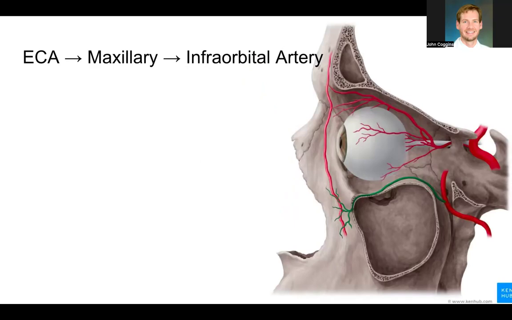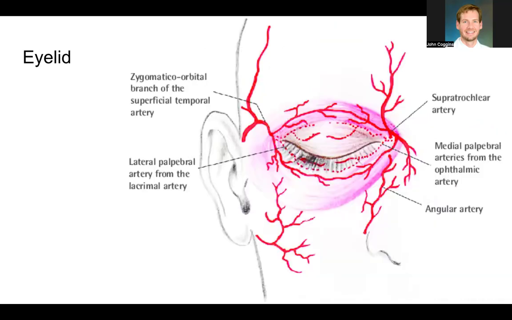And then from the external carotid, we have the infraorbital artery, which travels in the inferior portion of the eye and supplies the inferior rectus and inferior oblique. In terms of the eyelid, there are palpebral arteries that supply the eye from either side. There's a superior and inferior branch coming from the lateral aspect, and it's supplied by the lacrimal artery. And there's medial palpebral arteries that are symmetrically coming from the medial canthus.